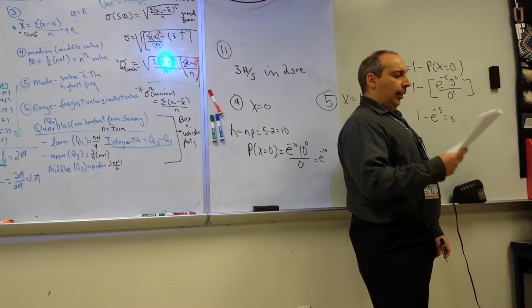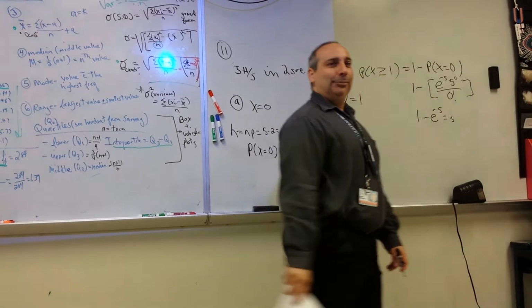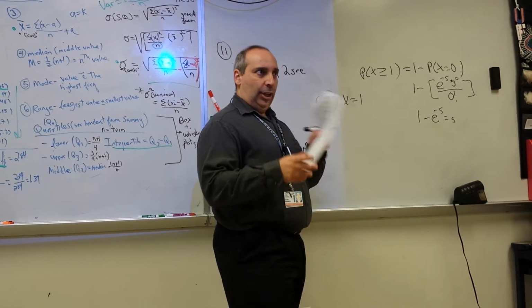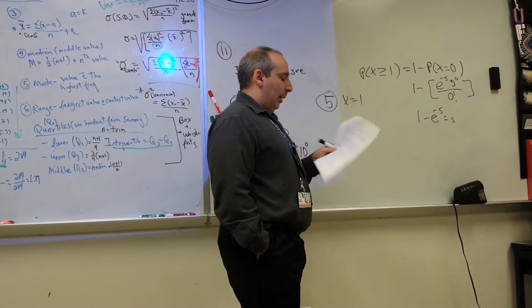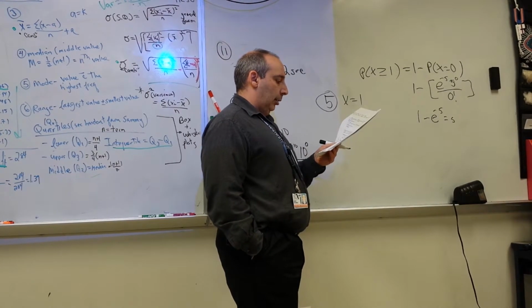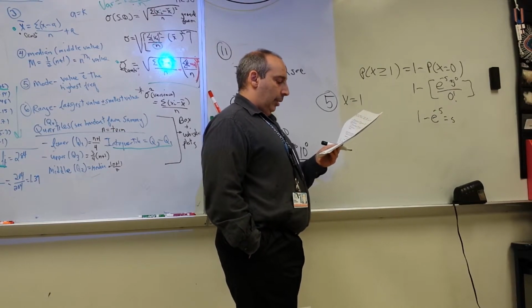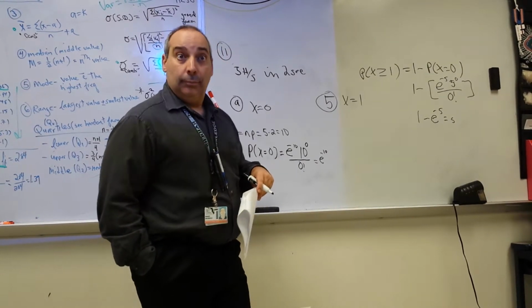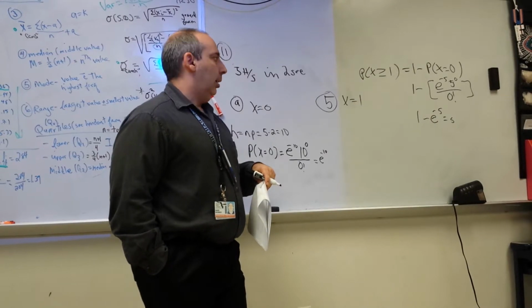I think we did the whole sheet earlier, right? Could you do number 7? Because I got 0 for both answers. Why is it 1 minus? Because it said at least 1 hit. So you have to get the rest. If I said exactly 1 hit, then it wouldn't be 1 minus e, it would be just e.